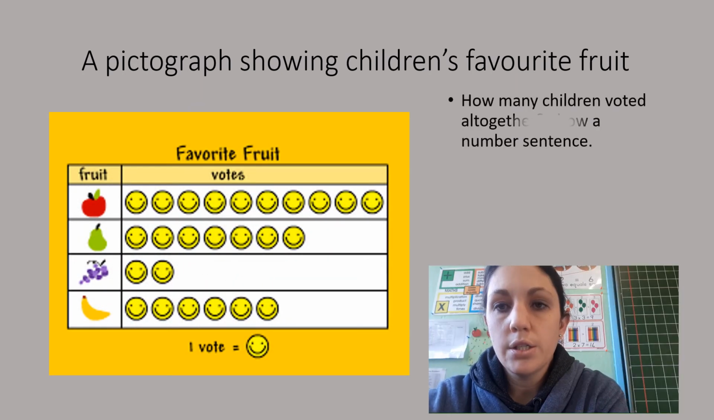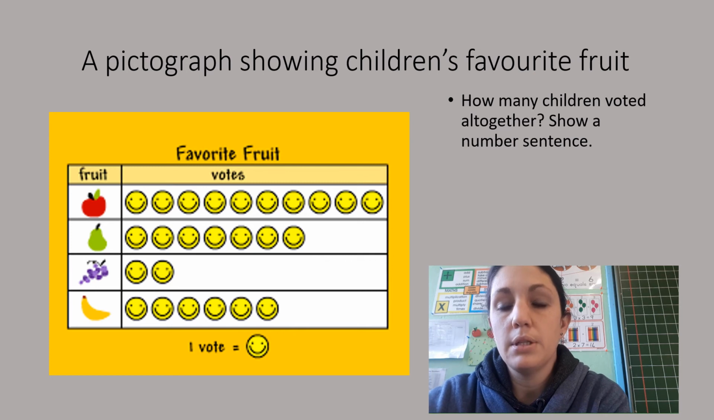Right, and for the last question, they want to know how many children voted altogether, and they want to see a number sentence from you. Now, you know by now that altogether means an addition sum, and they want to know how many children voted altogether. So you need to add all the smiley faces together to make an answer to get the total of how many children voted for their favorite fruits.